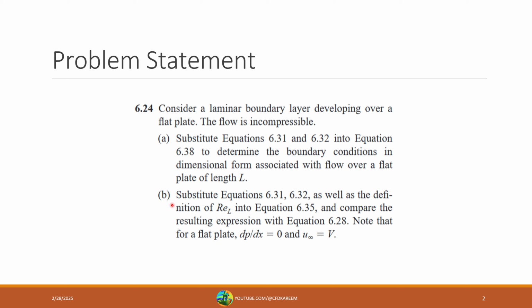The second thing we're asked to do is substitute equation 6.31 as well as 6.32, as well as the definition for Reynolds number L, which is the Reynolds number over the length of the flat plate, into equation 6.35 and compare the resulting expression with equation 6.28. And we're also told to note that for a flat plate, dp/dx, so the difference in pressure over the x dimension, is going to be equal to 0. As well as u infinity, which is the free stream velocity, is just going to be equal to V, or our velocity over the plate.